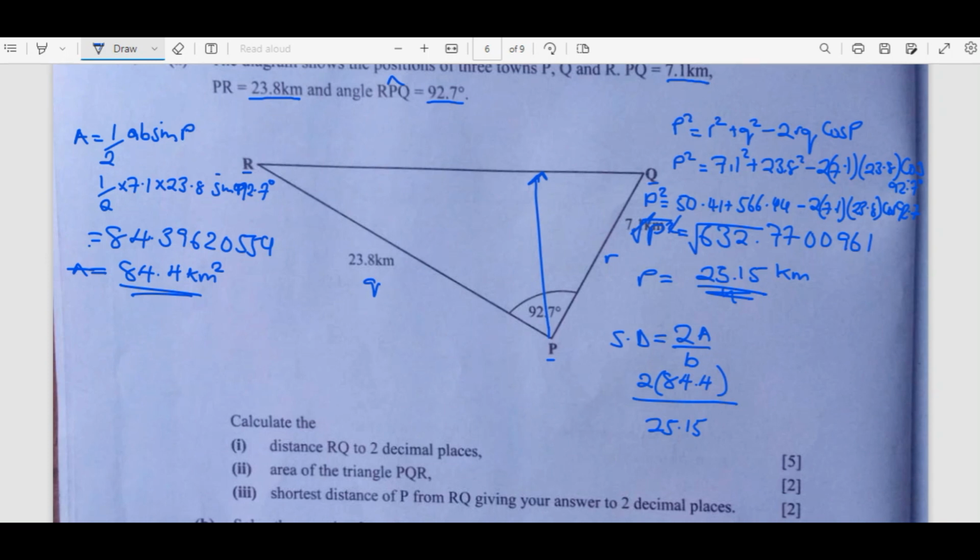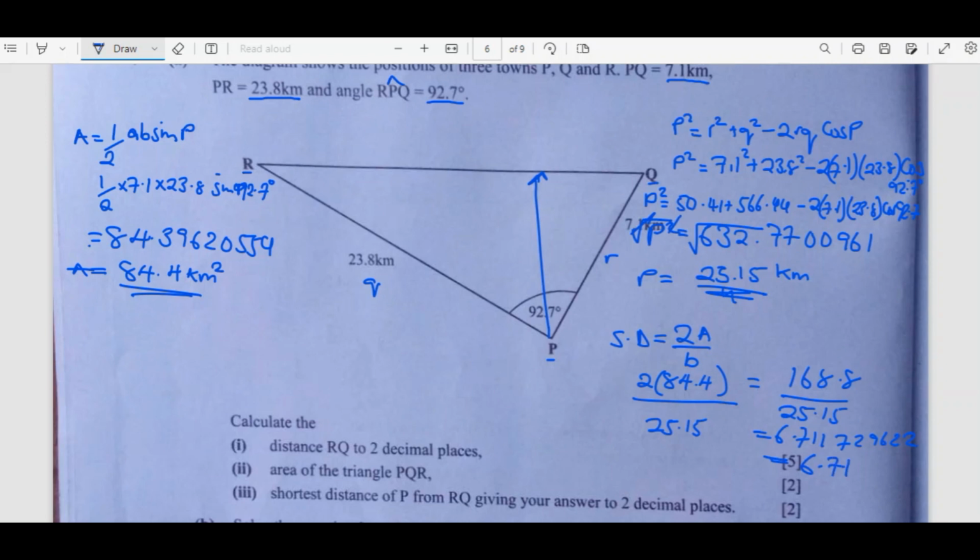So in this case, we can multiply to say 2 open bracket 84.4 close, and then it will give us 168.8 over 25.15. So what are we going to have? So we divide and we're going to have 6.711729622. So initially the answer, they've told us to leave it in how many? So 2 decimal places.